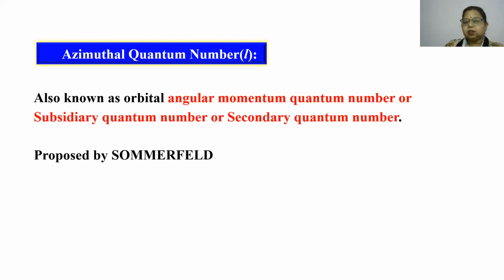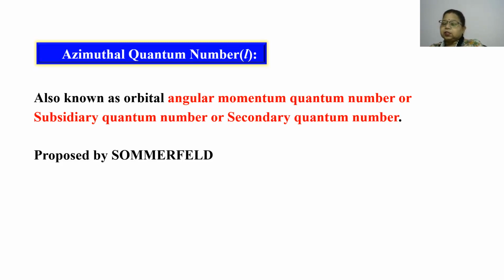Moving to the azimuthal quantum number, as I tell you, you must know each and every possible name of any concept, so that if some other name is asked, you are able to answer the question. The azimuthal quantum number can also be called the angular momentum quantum number or subsidiary quantum number. Most of the times in competitive exams, they ask for subsidiary quantum number or secondary quantum number. If we talk about CBSE or your normal school exams, we talk about angular momentum.